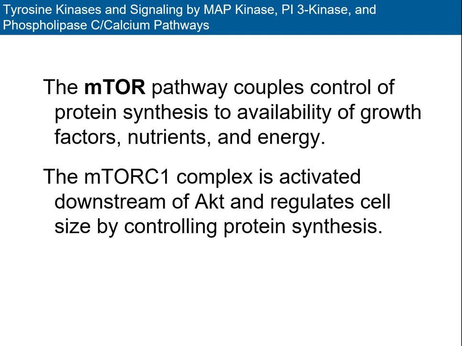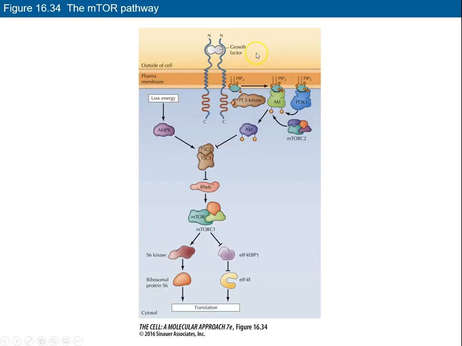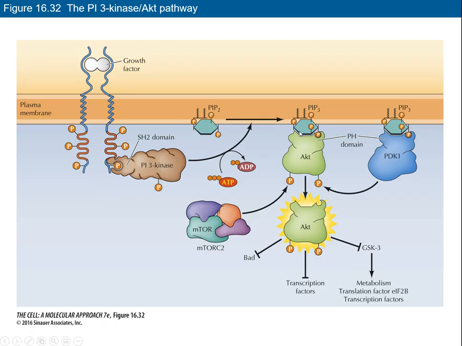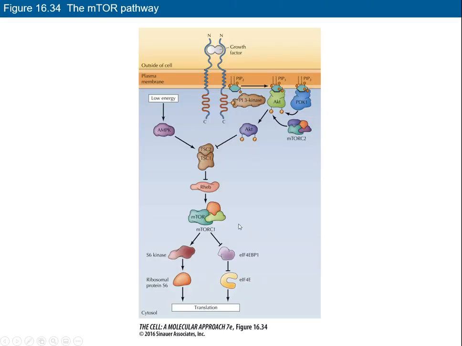It says the mTOR pathway couples control of protein synthesis to the availability of growth factors. So when a growth factor binds to the surface of the cell, it activates the cell, wants the cell to increase transcription, increase translation, and then maybe proliferate from there. You can see here AKT, and this mTORC2 like we saw before. But what is also going to be activated is another type of mTOR, mTORC1, which directly regulates the translation part of it.